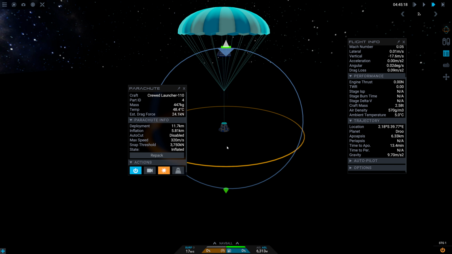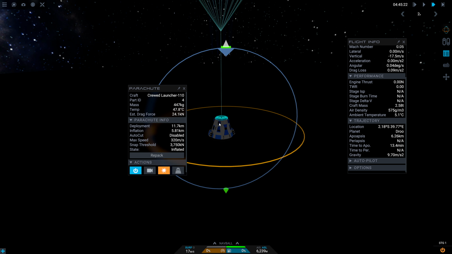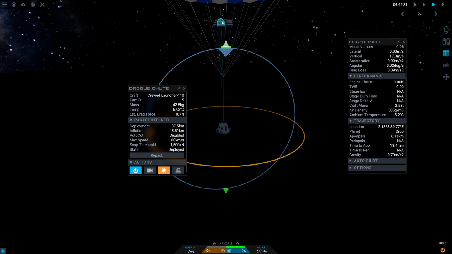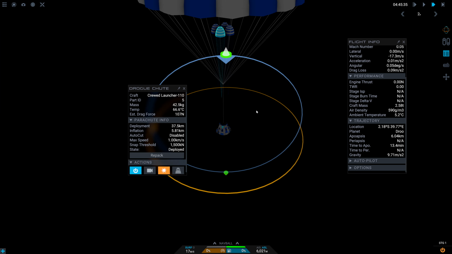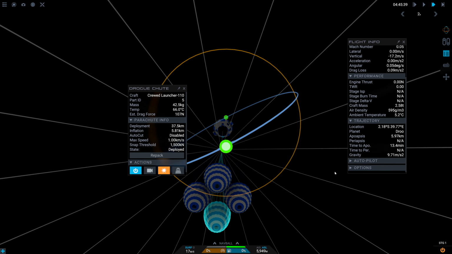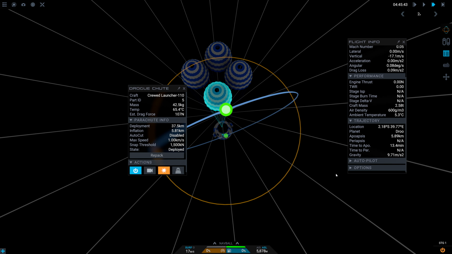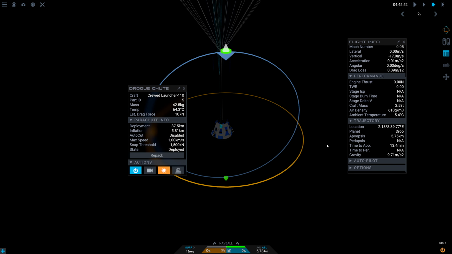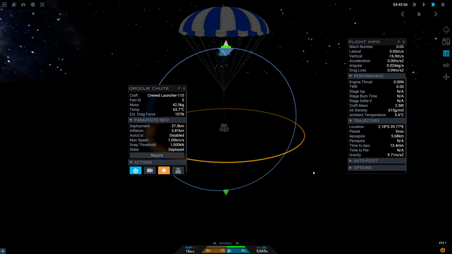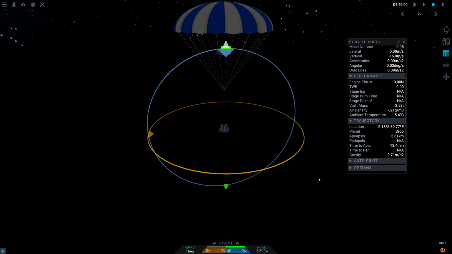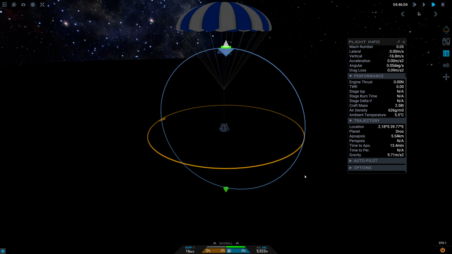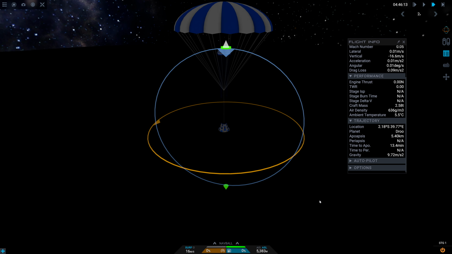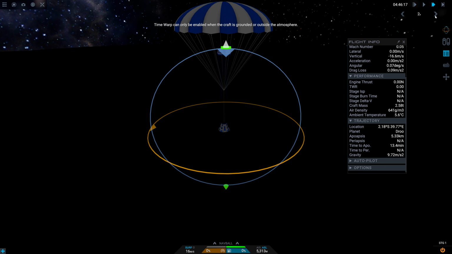Inflation at 5.81 kilometers versus... Interesting. I don't think these are actually deployed. They're supposed to deploy at the same time as it is right now, it looks like. But they may or may not be deployed. Actually, I think they are deployed. So that's reasonably fine. We're just going to coast down to the ground here.